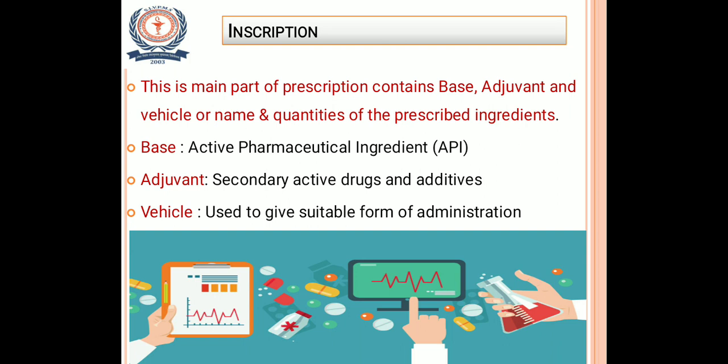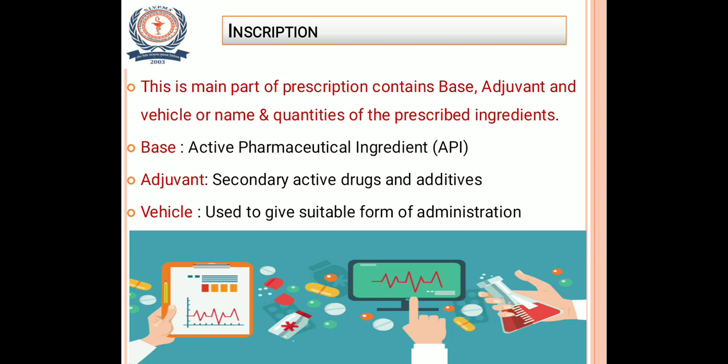But in ancient days, compounding was carried out by pharmacists only, and that's why all these ingredients had to be mentioned along with their quantities. And whenever the number of ingredients was more, it was divided into three parts, like the base, which is the active pharmaceutical ingredient, the API.